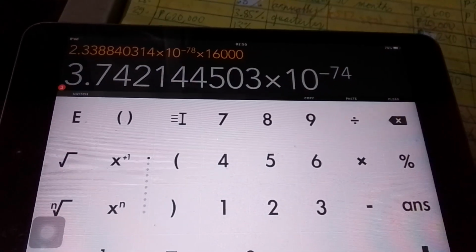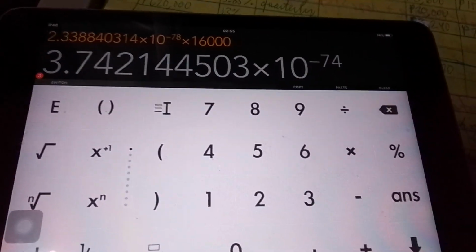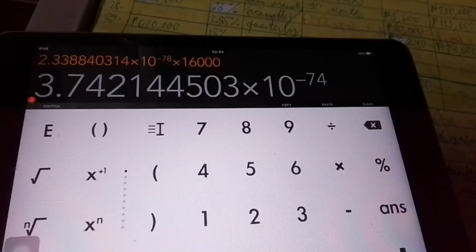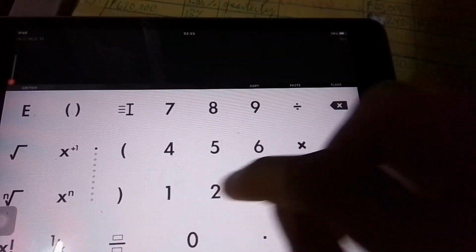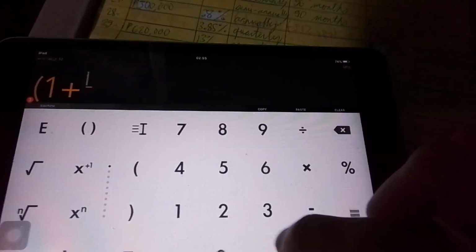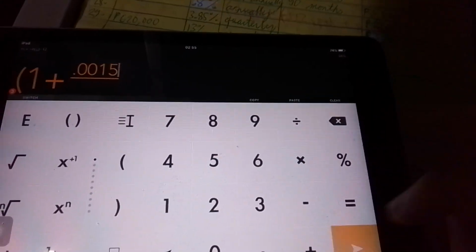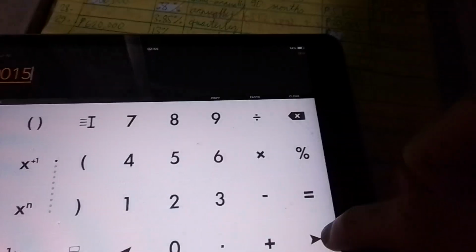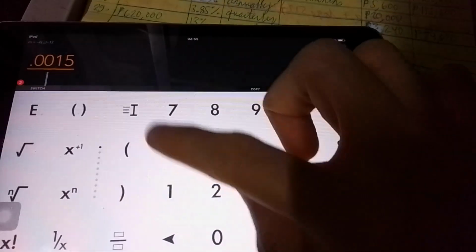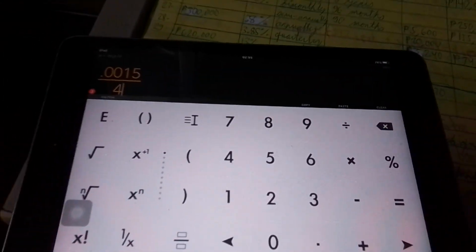Wow! Wait, I forgot a step. You're supposed to add that to 1. So sorry, it's supposed to be like this. Remember, this is 1 plus 0.0015 divided by what? Remember, earlier we did this? 0.0015 divided by 4. Because it's compounded quarterly.